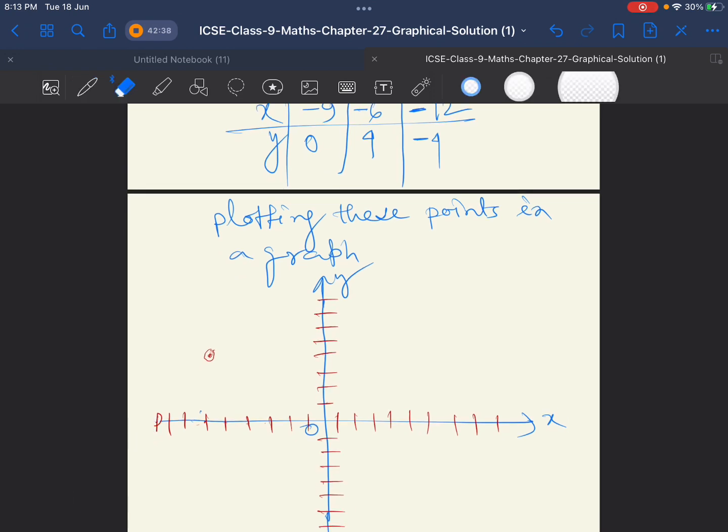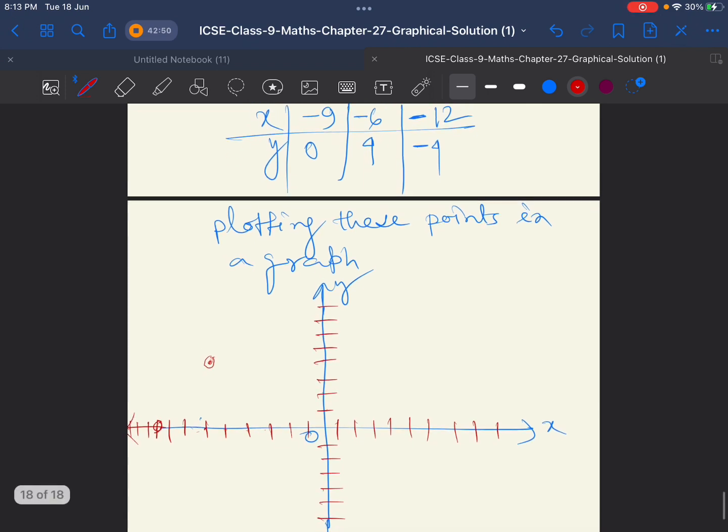Okay, and minus 12, minus 4. So minus 12, 9 10 11 12. Okay, minus 12, minus 4, 1 2 3 4. So here this point is here.